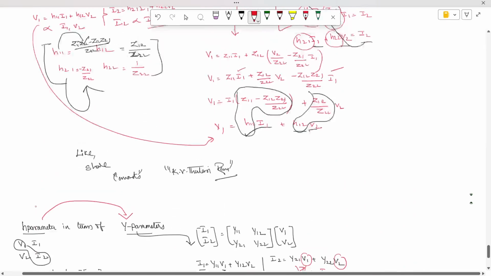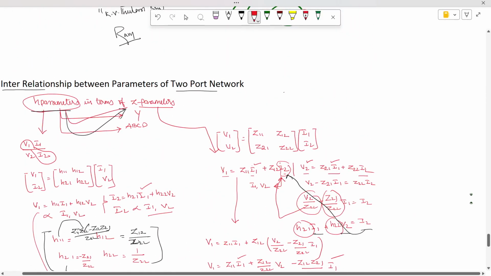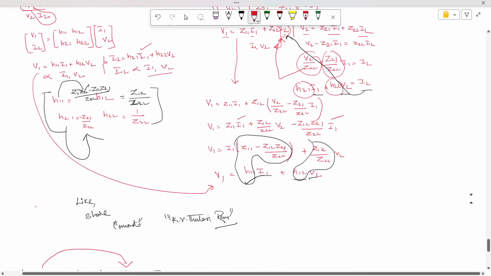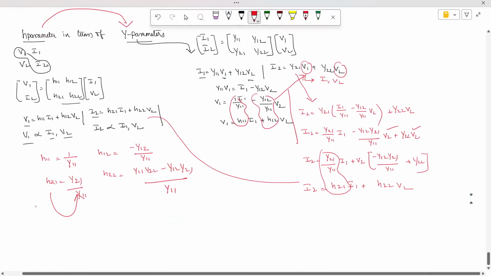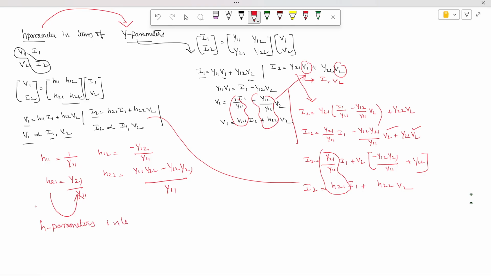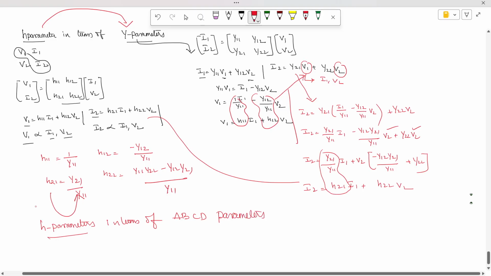So in the previous video we solved H parameters in terms of Z parameters, H in terms of Y, now H in terms of ABCD. We'll see the next derivation: H parameters in terms of ABCD parameters. This is also very simple, nothing to worry.